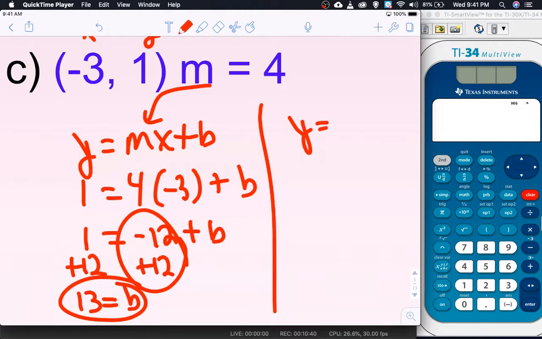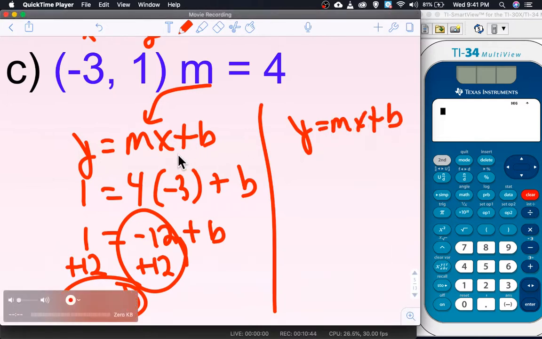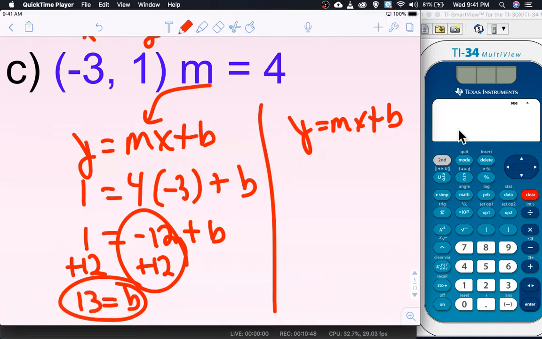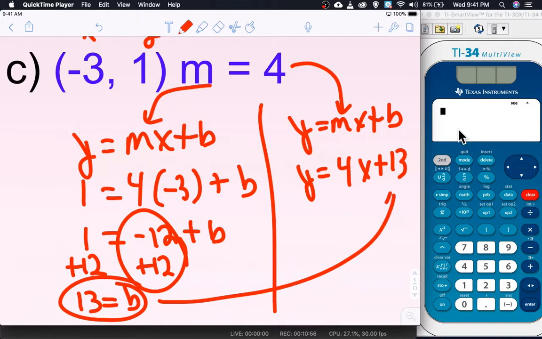I'm going to write this down again, although I'll be honest, you probably don't need to write down the formula a second time. We already have it right here. We could just use it, but whatever, we're good. So y equals 4x plus 13 is our final answer.